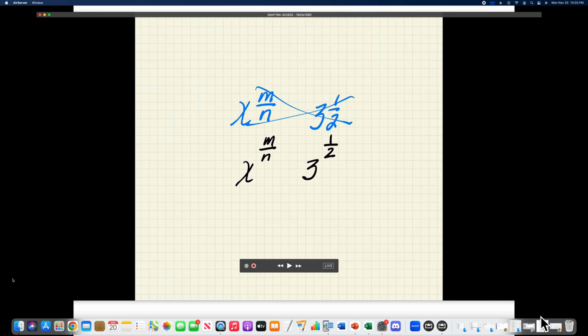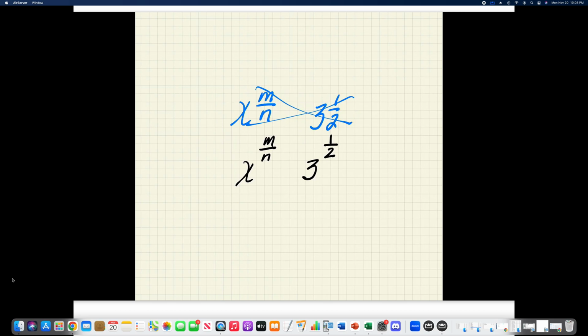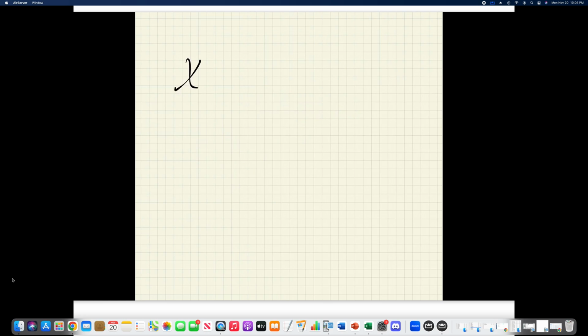Okay, the best time to use your power for m inside is when you work with variables. So let's clear this page. Let's say I had x to the 2/3 power. This would be a good time. Third root of x squared. Just put the power on the inside of the x.